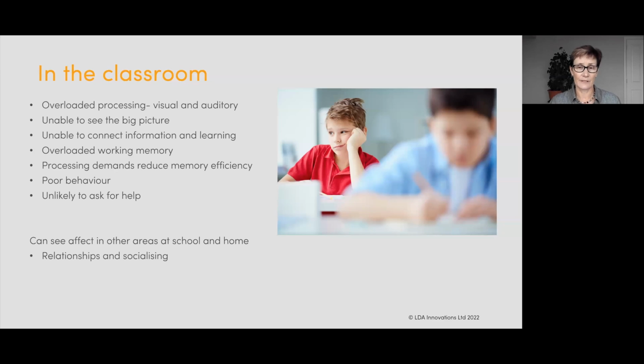Dyslexia doesn't just affect children academically. It has a holistic impact on them. It can be affecting their relationships and their socializing. So it could be that they're in a conversation with their peers and they're struggling to keep up with the speed of processing the verbal information. So they're slightly out of sync.